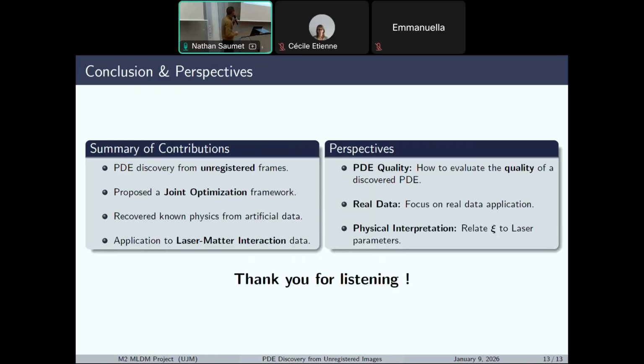So to conclude, we explored PDE discovery from unregistered images. We proposed a joint optimization framework in order to solve the problem. We showed that we were able to recover some known physics from known PDEs from artificial data. We then tried to apply it to laser-matter interaction data. And some perspectives on this work would be to first investigate how to evaluate the quality of a discovered PDE when it is unknown. Then to focus on real data application, so to enhance our method, and then later on to relate the coefficient xi to laser parameters.